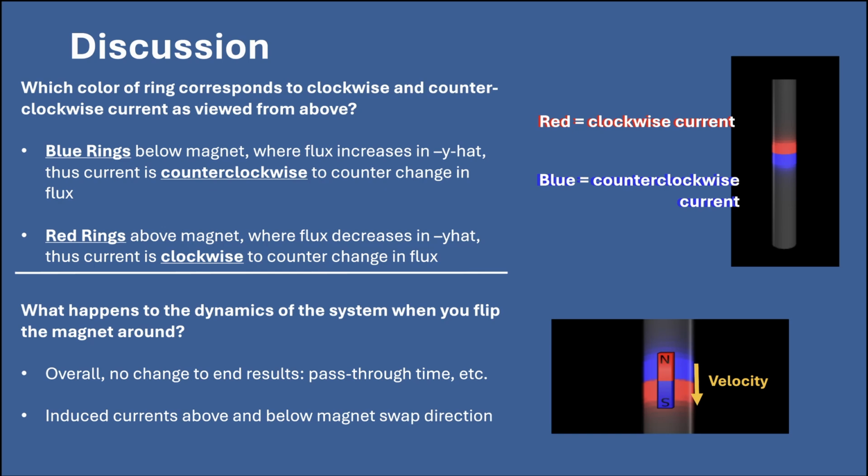What happens to the dynamics of the system when you flip the magnet around? Although the end results of pass-through time and forces on the magnet would remain the same, flipping the dipole moment results in the opposite changes in magnetic flux as those stated previously, resulting in the induced currents above and below the magnet switching, and thus ring color switching too.